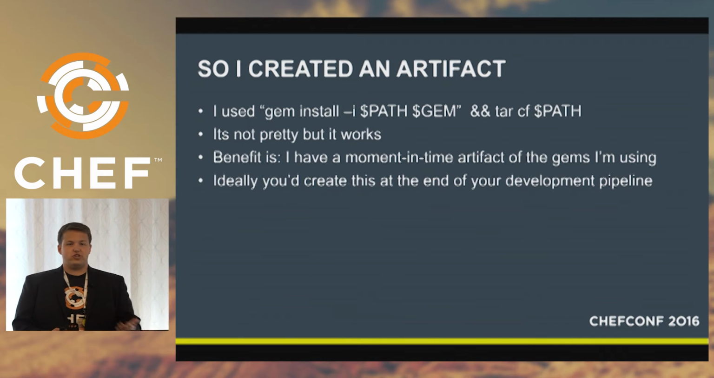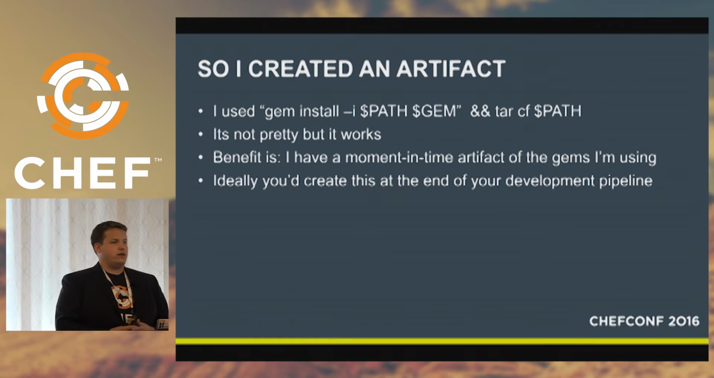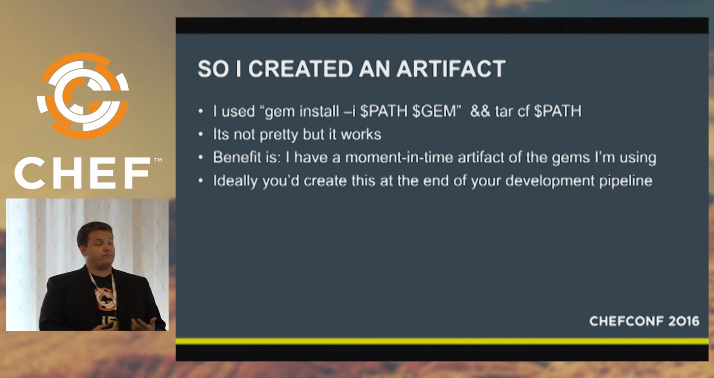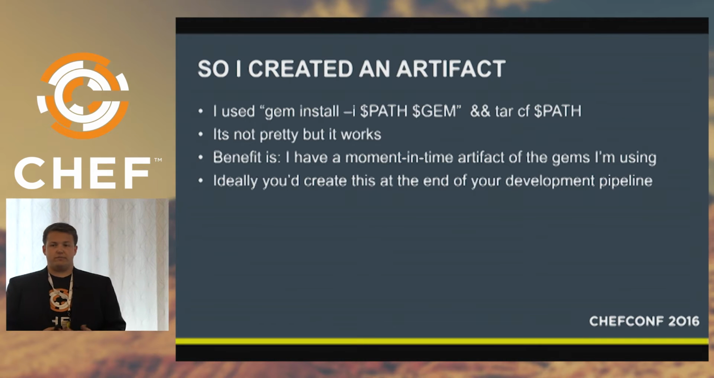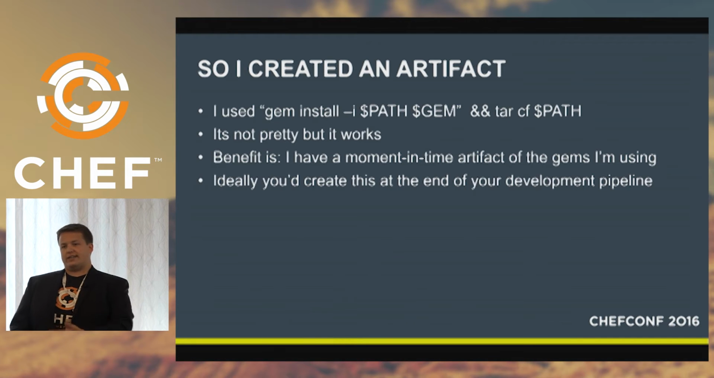But the idea here is we want gem install -i, which will put it into a path, and we tell it what gem we want. It'll grab the gem, and it'll grab all of its dependencies. Again, we're doing this from a network-connected machine, so we have access to Ruby gems to make all this happen for us. And then we're going to create a tar of this, and that tar is what we're actually going to bring over to the high-side environment.